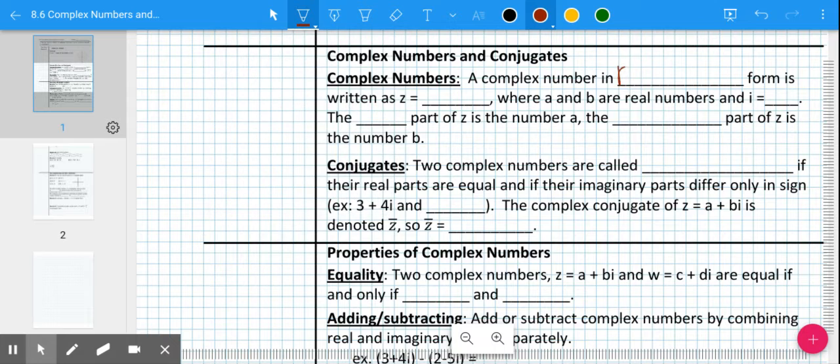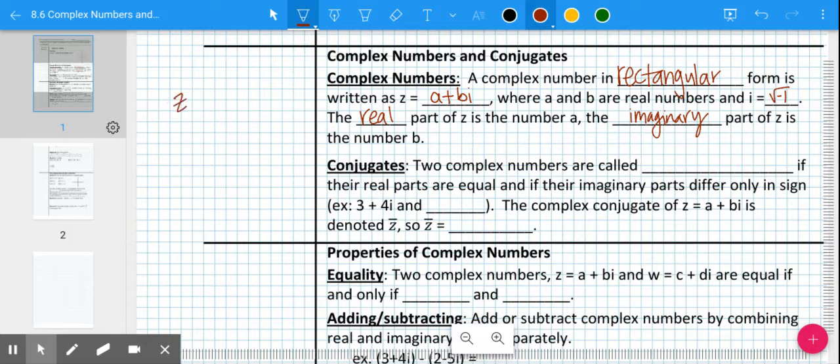There we go. A complex number in rectangular form. This is the first form of a complex number. Rectangular form is how you have seen it in the past. We write it as a plus bi, where a and b are both real numbers, and i is equal to the square root of -1, as you have seen. The real part of z is the number a. The imaginary part is the number b. So there's a real component and an imaginary component to this.